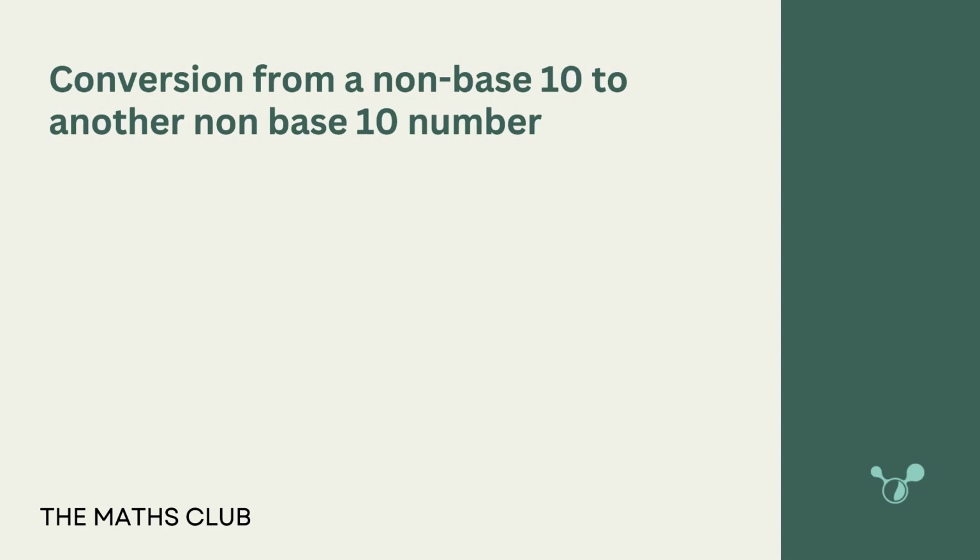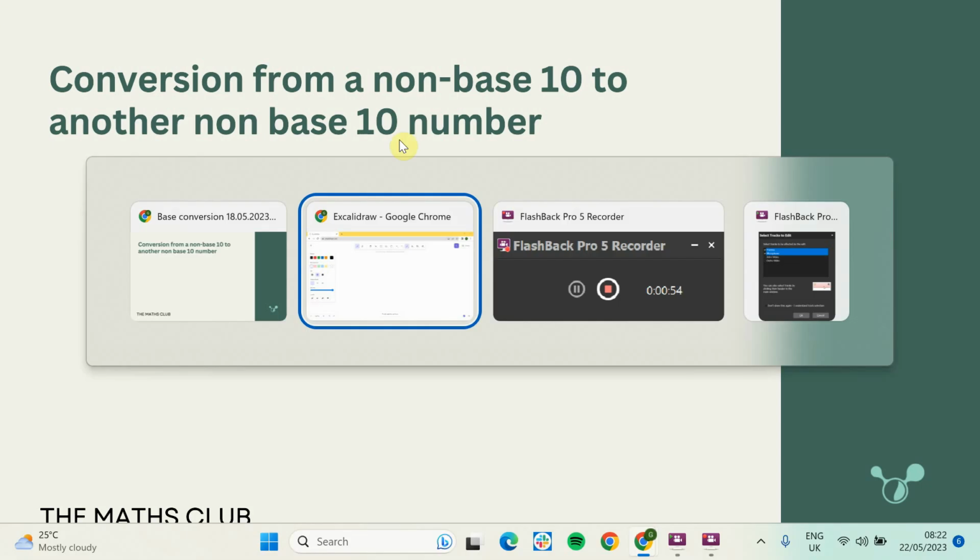Right, so today we're going to be talking about conversion from a non-base 10 to another non-base 10. An example is you want to convert from base 3 to base 5 or base 5 to base 8. Normally all we've been doing is from maybe base 3 to base 10, from base 10 to base 8, but now we are saying from another base apart from base 10 to another base apart from base 10. How do we do it?